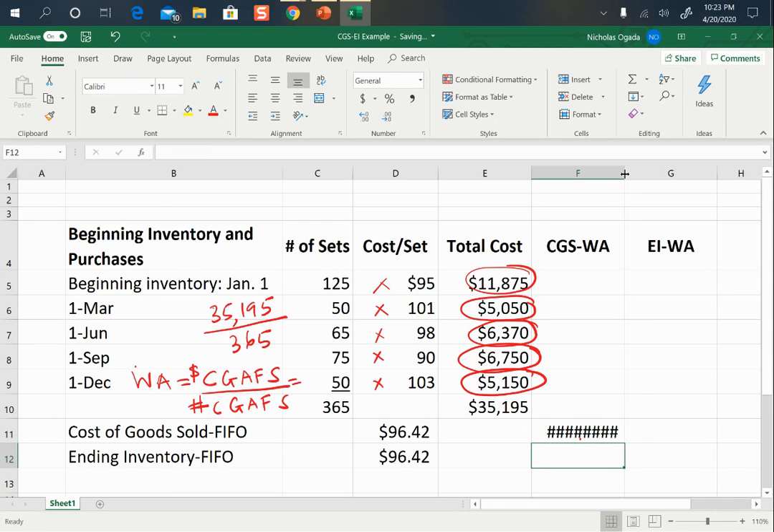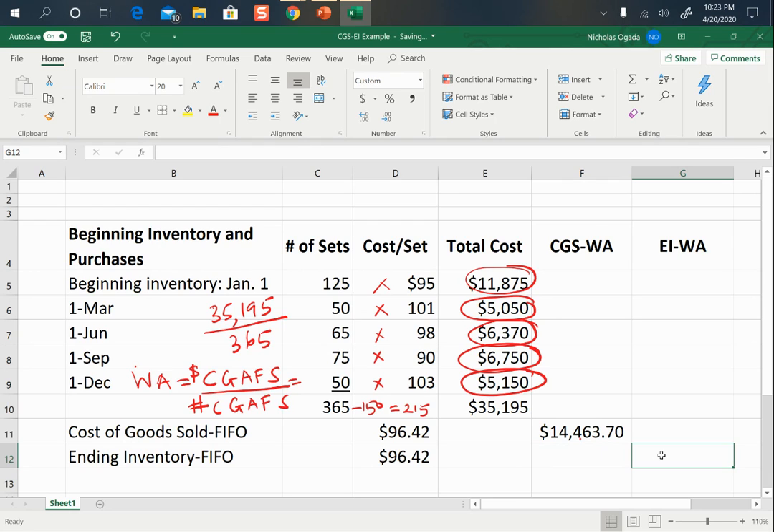is going to be 14,463.70. And in terms of the ending inventory, we can tell that if we had 365 available for sale and we sold 150 units, it means we were left with 215 units. So in terms of our ending inventory, the value will be the 215 units that were left in the inventory times our average cost, which again is $96.42.